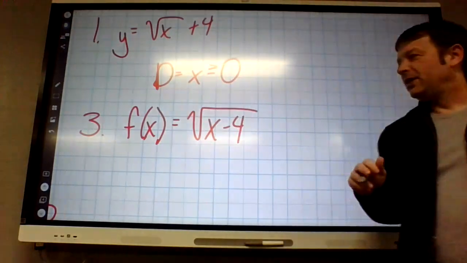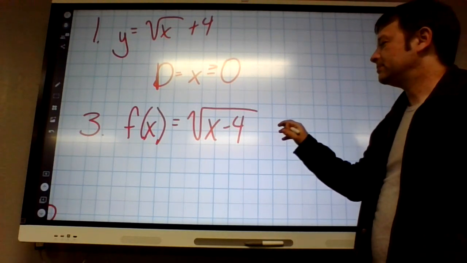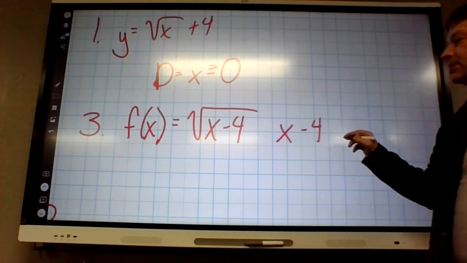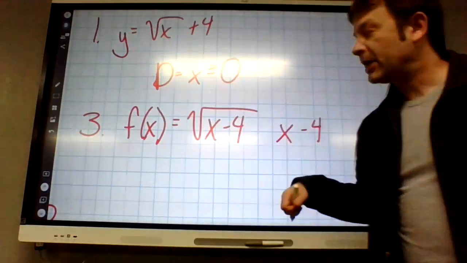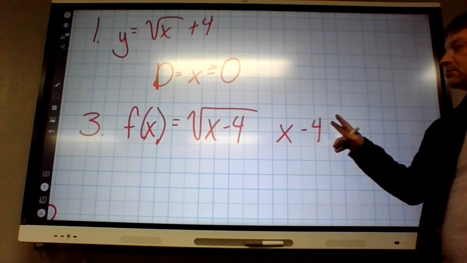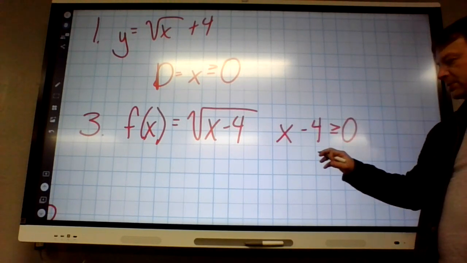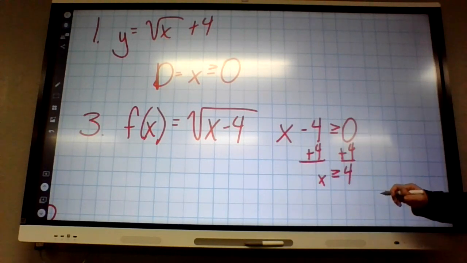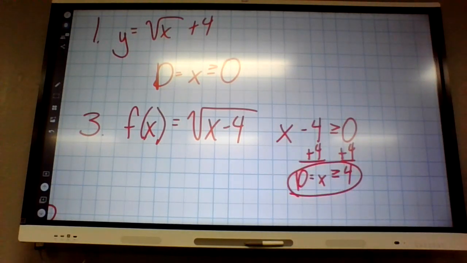Okay, so for number three, what x values would actually work? Okay, you guys forgot my trick? We need x minus 4 to be, okay, number 3, we need x minus 4 to be what? Greater than or equal to 0. Remember me writing this earlier? 4. So what does x need to be? Greater than or equal to 4. So that's the domain. That's cool. And that's basically the trick.